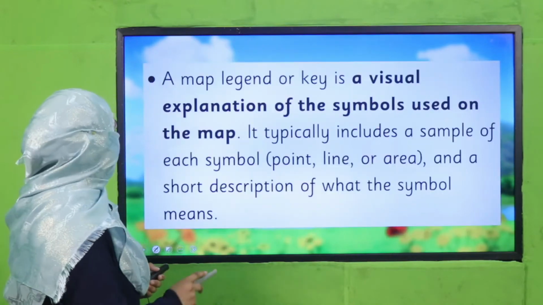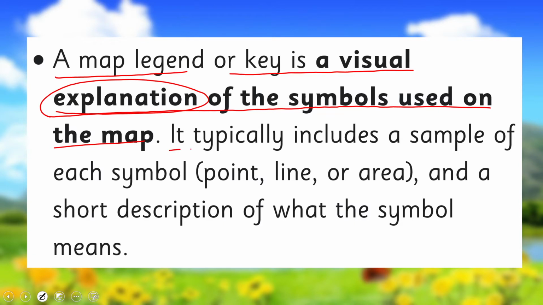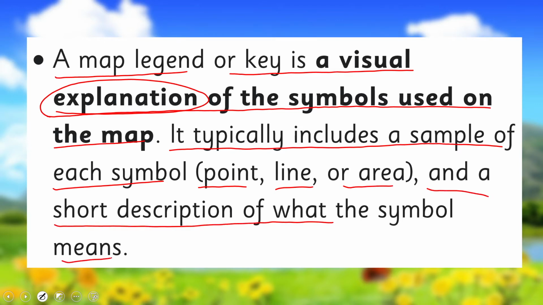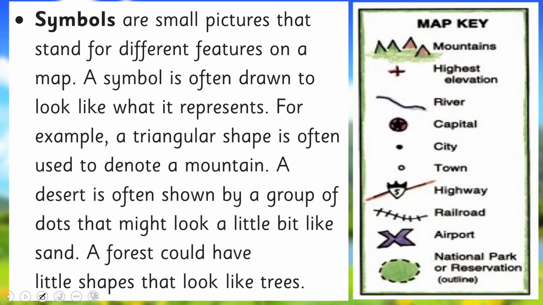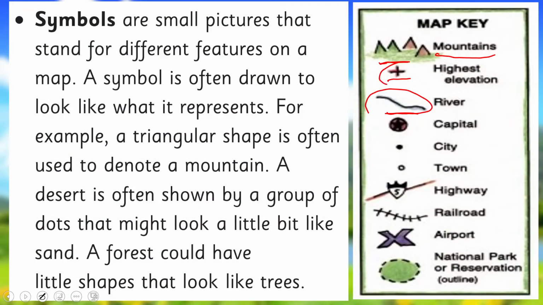Okay, the next thing is a map legend or key. It is a visual explanation of the symbols used on the map. It typically includes a sample of each symbol, point, line, area, and a short description of what this symbol means. Okay? So, a visual explanation like this. This is the location, mountains, and this symbol, if it is mentioned on a map, it means here are mountains. If it's here, this is the symbol of river, this is highest elevation.